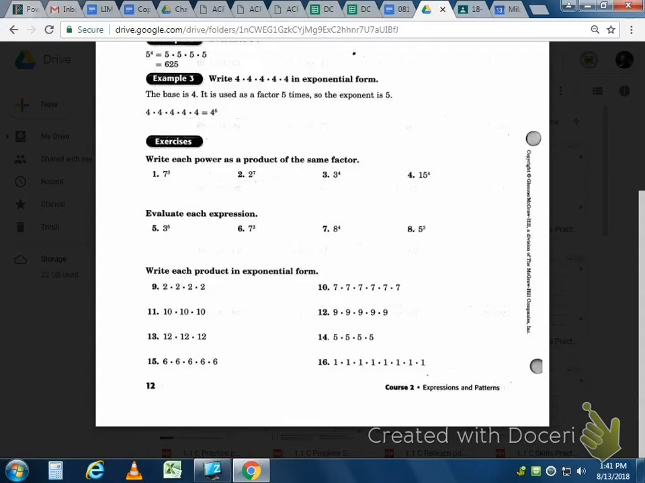7 times 7 times 7. Yep, you should write 7 times 7 times 7. That's writing it out as a product of the same factor. Okay, number 3. Number 3, 3 to the 4th.